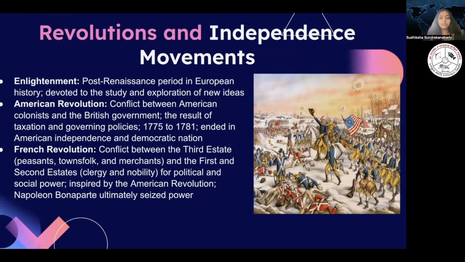So the reason that the revolution even existed is because of the new way of thinking that was established by the Enlightenment. The next up, we have the French Revolution, which is inspired by the American Revolution, which is inspired by the Enlightenment. So all of these revolutions are connected. And so this was a conflict between the third estate, which is the peasants, the townsfolk, and the merchants. So the third estate you can kind of think of as a lower class, and the first and second estates as the first and second class. So these are the clergy and the nobility, and they both fought for political and social power because both of these estates were not equal and they wanted to become equal. So this was inspired by the American Revolution, like I said before, and Napoleon Bonaparte ultimately seized power after this.